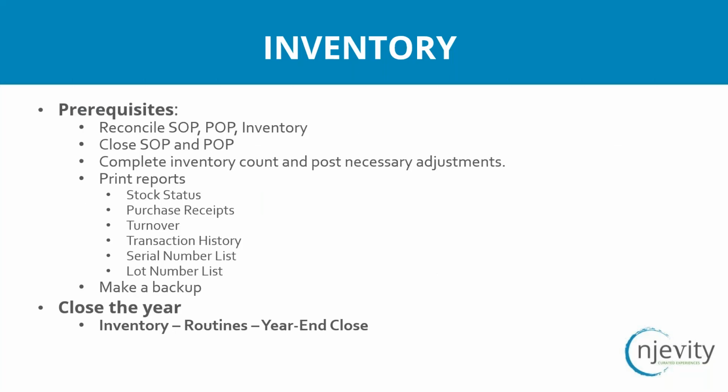Okay, so as a prerequisite, reconcile SOP and POP and inventory. Again, those are not hard required, but they are highly recommended. Closing your SOP and POP, as we just talked about, is not actually pushing a button, it's just making sure everything's clean and reconciled. Complete your inventory count and post the adjustments, if at all possible. We love to do that right before closing the year. Print these reports. These are just so that you've got a good historical status of your inventory at this moment in time. Make a backup and then go into inventory routines, year-end close, and actually close the year.